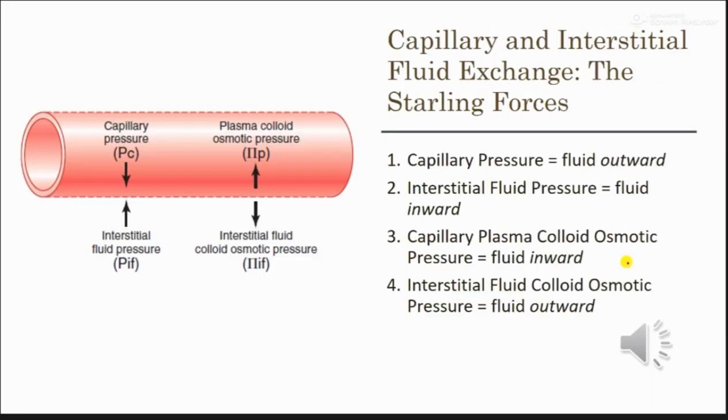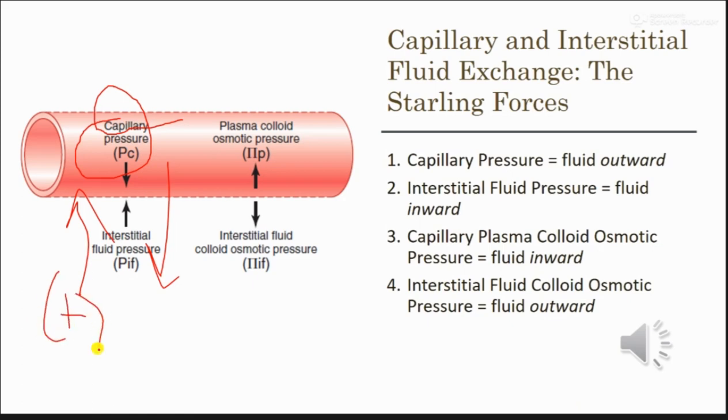Okay, so these are the forces of capillary and interstitial fluid exchange, our Starling forces. They determine the exchange. We have your capillary pressure, as you can see here, this is your PC, which is inside. It tends to force the fluid outward through the capillary membrane, so it wants to go to the interstitial fluid. On the other hand, the interstitial fluid pressure, or PIF, tends to force the fluid inward. They are opposing each other. When PIF is positive, it pushes fluid inward. When it is negative, it pushes fluid outward.